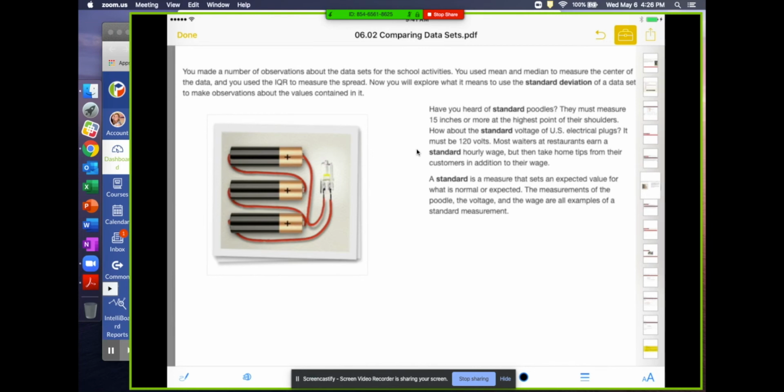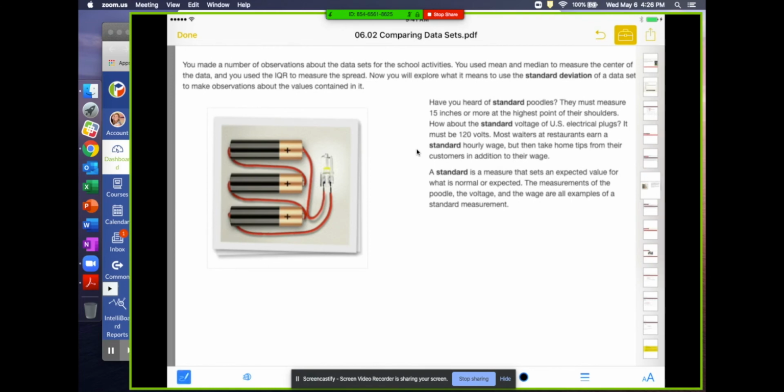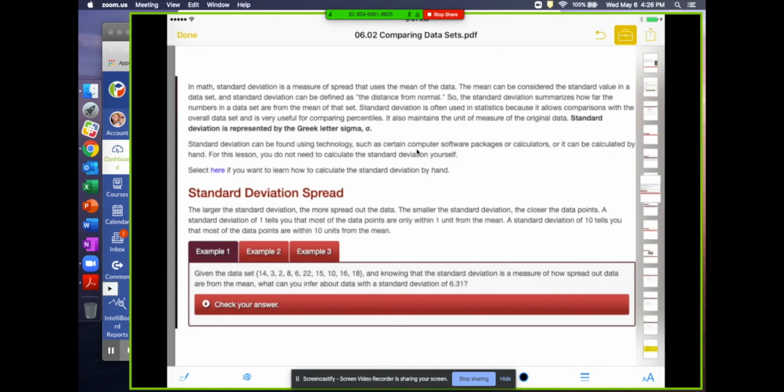Have you heard of standard poodles, standard voltage, standard hourly range? A standard is a measure that sets an expected value for what is normal or expected. So standard deviation, we're talking about standard data when we're using the mean. Standard deviation is a measure of spread that uses the mean of the data. The mean can be considered the standard value in a data set, and standard deviation can be defined as the distance from normal. So we have a normal distribution and we use standard deviation. The standard deviation is represented by the Greek letter sigma.